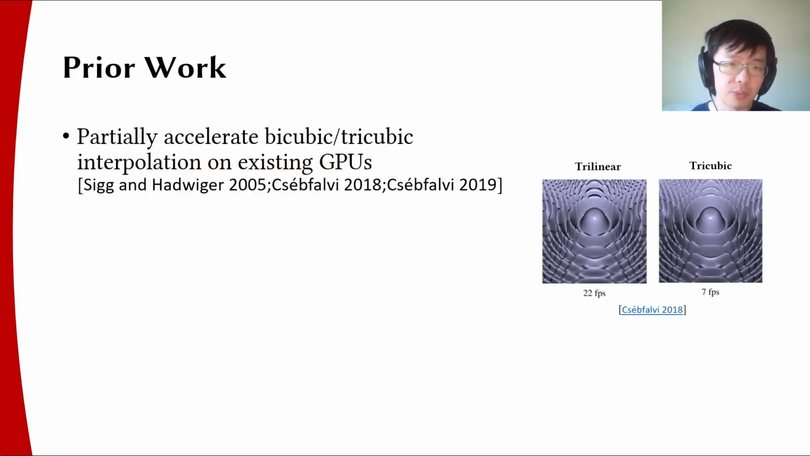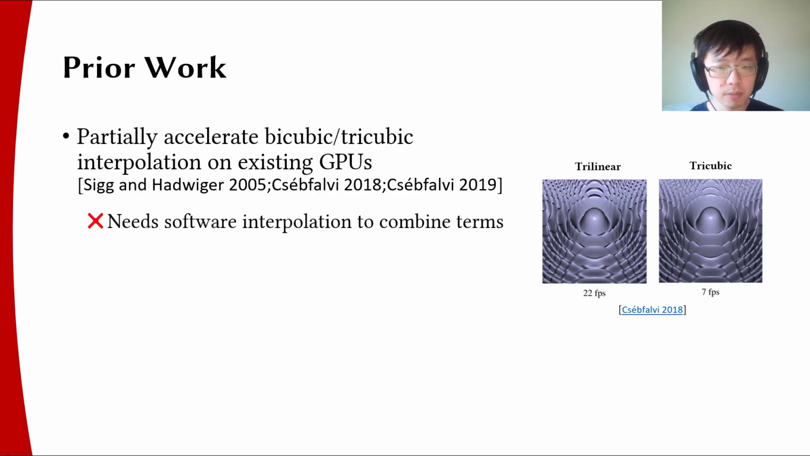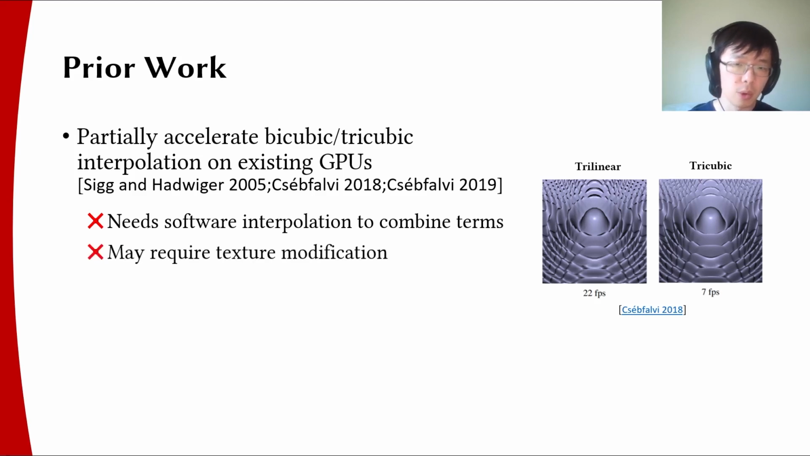These problems have been investigated by prior work. Some works introduce partially accelerating bicubic or tricubic interpolation on existing GPUs by specifying sampling coordinates that make the GPU return partial results through bilinear or trilinear taps. However, these partial results still need to be combined manually in shader code, and they may require modification of texture to improve performance.